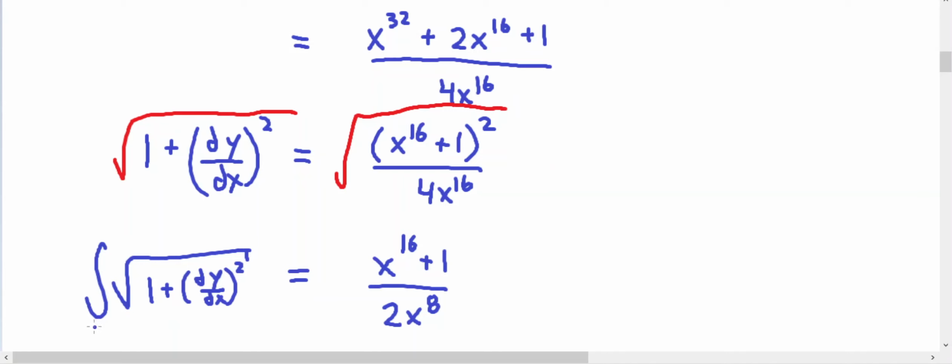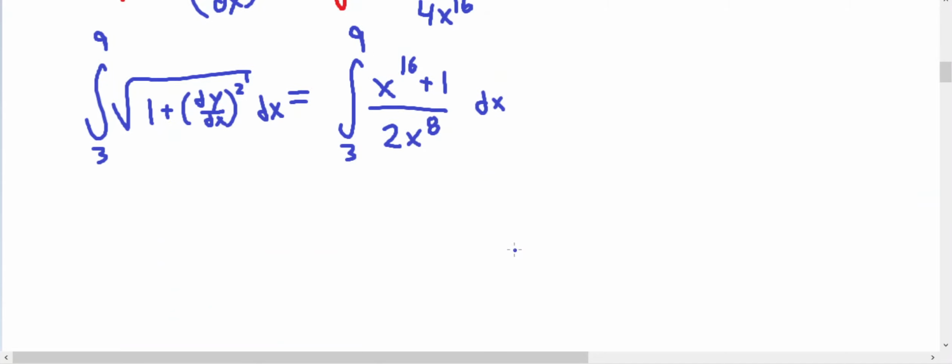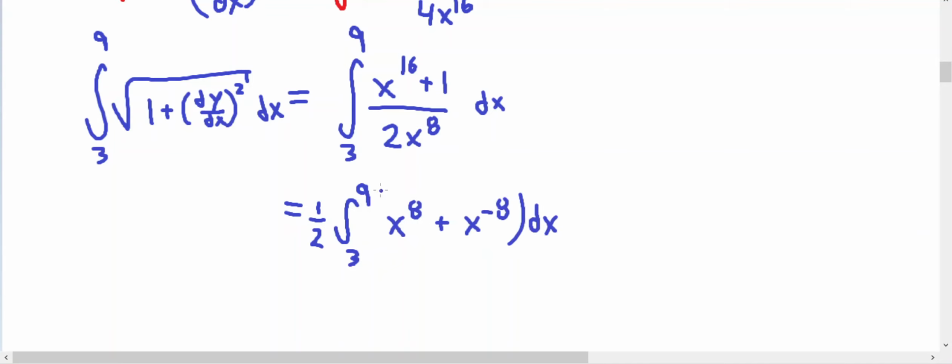Now we're integrating with respect to x between x equals 3 and 9, so we just need to apply those limits. And this is just a straightforward polynomial. So how does it condense down? This is the integral from 3 to 9 of, we can factor out this 2 right away, so 1/2, and then x to the 16th over x to the 8th is just x to the 8th, plus x to the minus 8 dx.